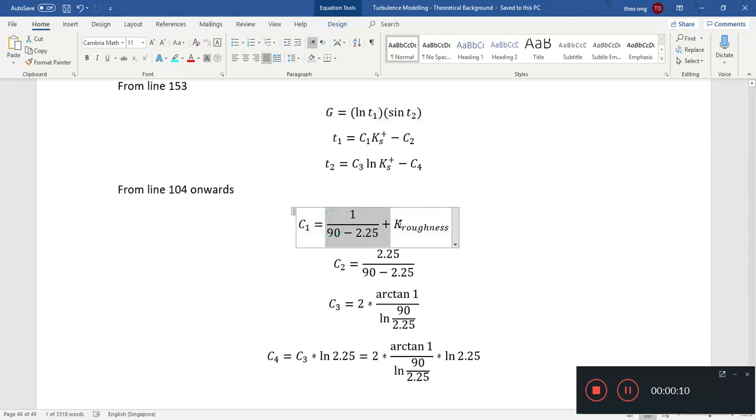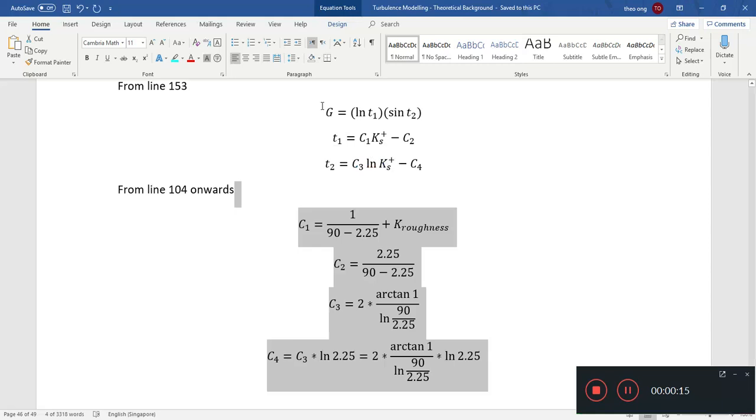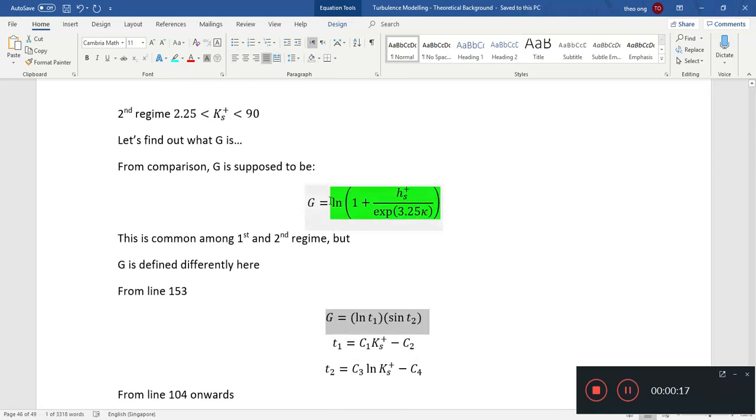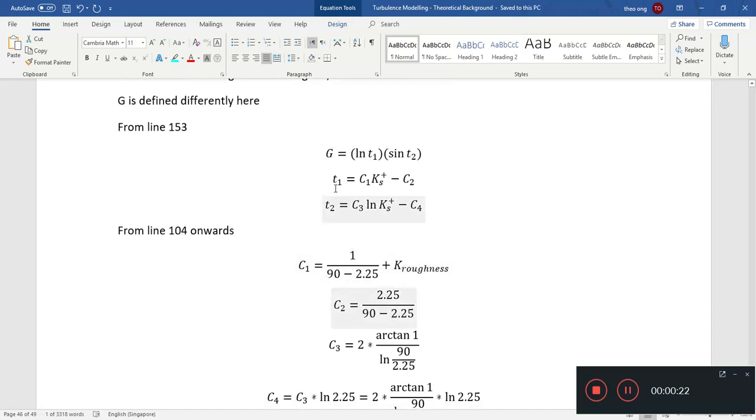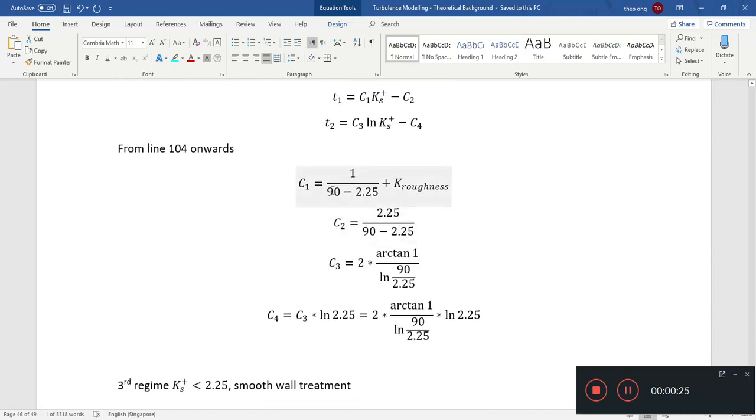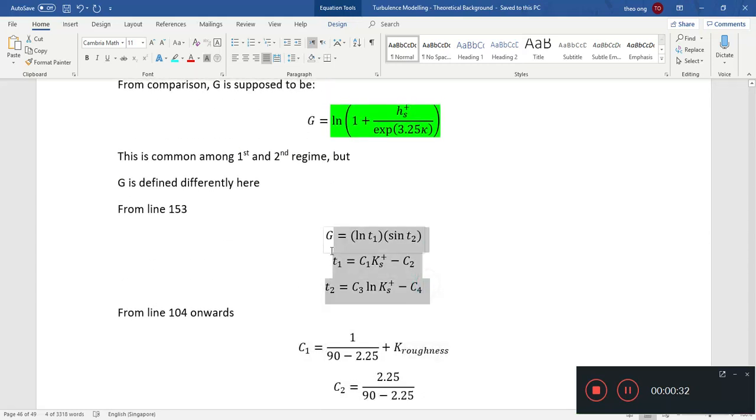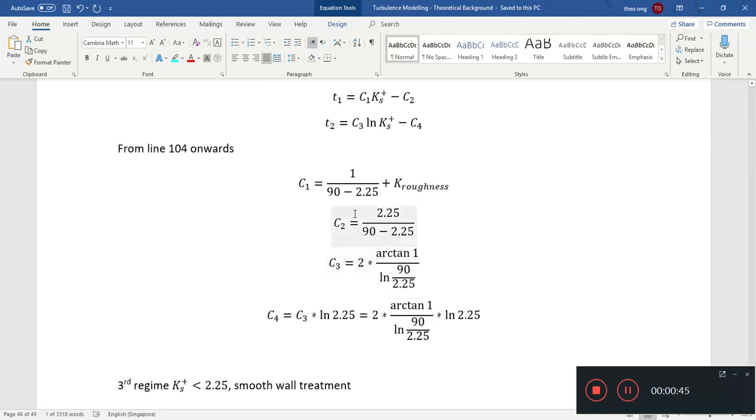In the last video, we were talking about C1, C2, C3, and C4. Now we want to compare this G, which is used in OpenFOAM, against this G, which is used by Grigson. I will put all of this into an Excel spreadsheet, because it's really hard to compare this function to this function analytically, just like we did for the smooth surface. So we'll need to at least compare it numerically.